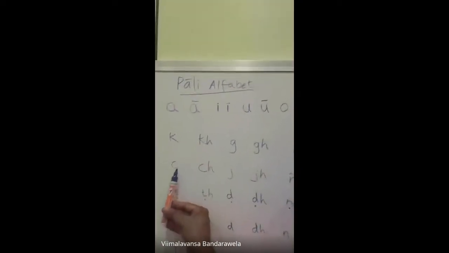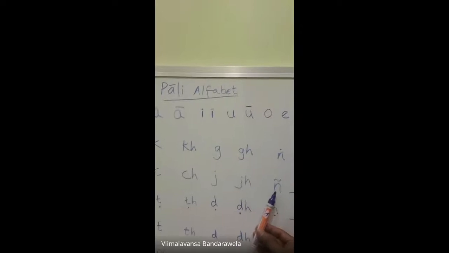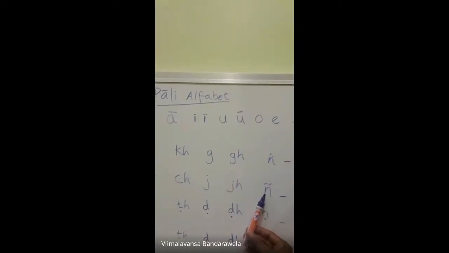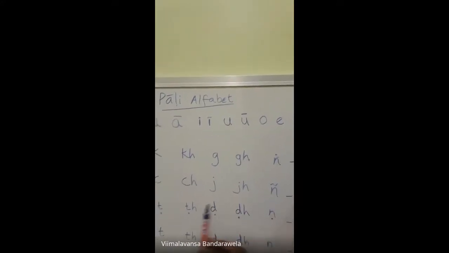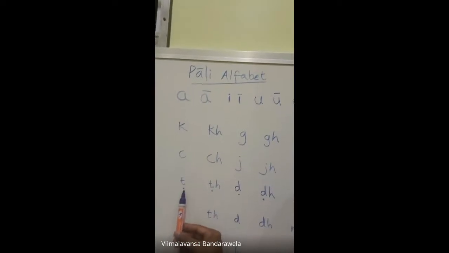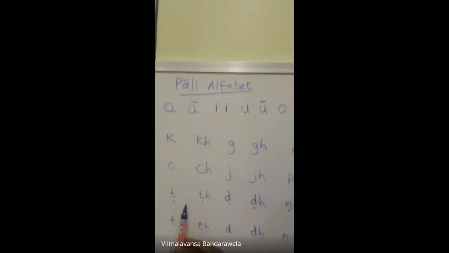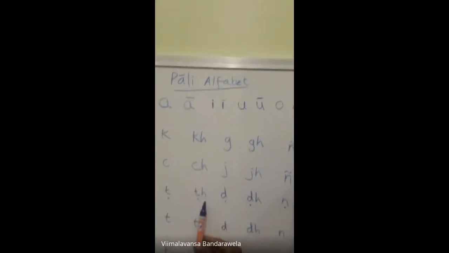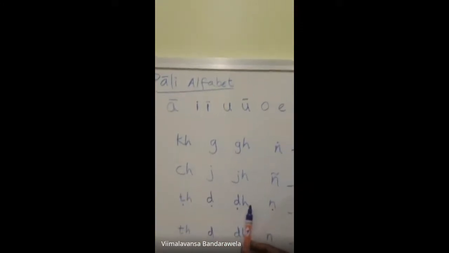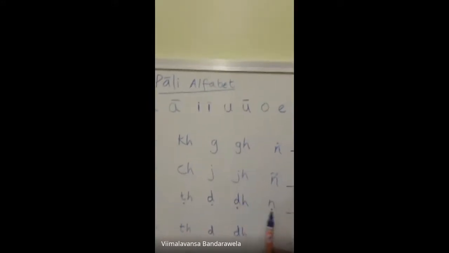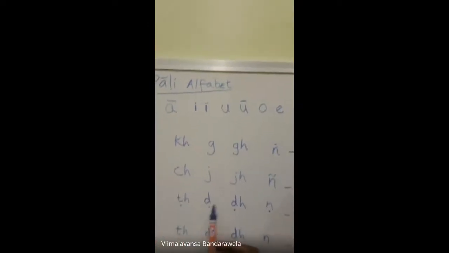And this is cha. C is cha. Right? Cha, chha, ja, jha, nya. This is nya, as in punya, like this. Cha, chha, ja, jha, nya. Okay? Then this T with dot under, ta. T with dot under and H, tha. Then D with dot under, da. D with dot under and H, dha. N with dot under, na. Right? Then ta, tha, da, dha, na.